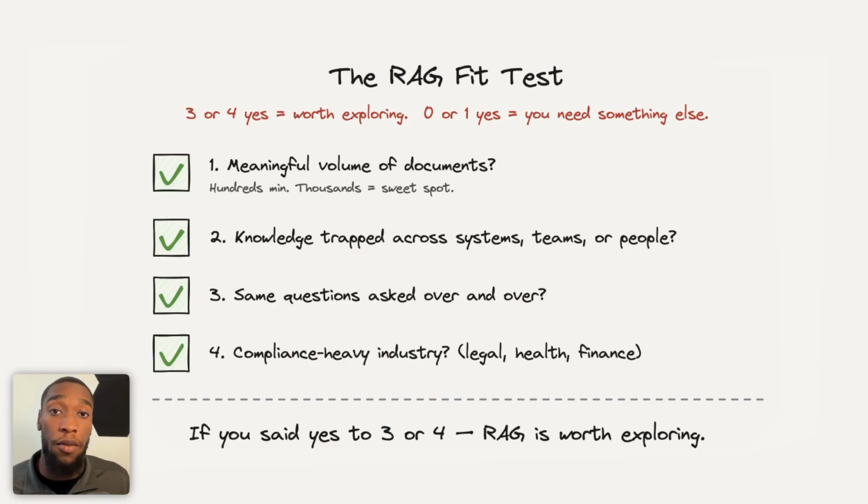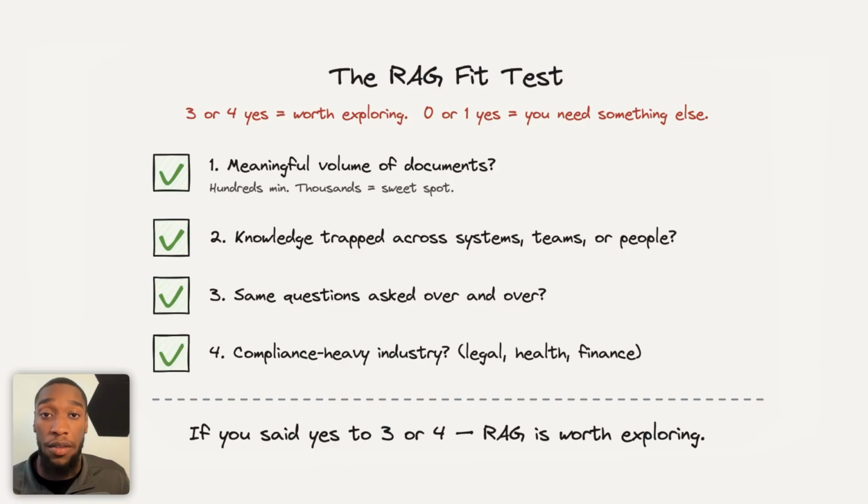3 things separate real RAG systems from the Air Canada version. 1, every answer cites a source. If the system can't cite, it shouldn't answer. 2, the system says, I don't know, when it doesn't know an answer. Good RAG systems admit uncertainty, and bad RAG systems make things up with confidence and cost you a lawsuit.